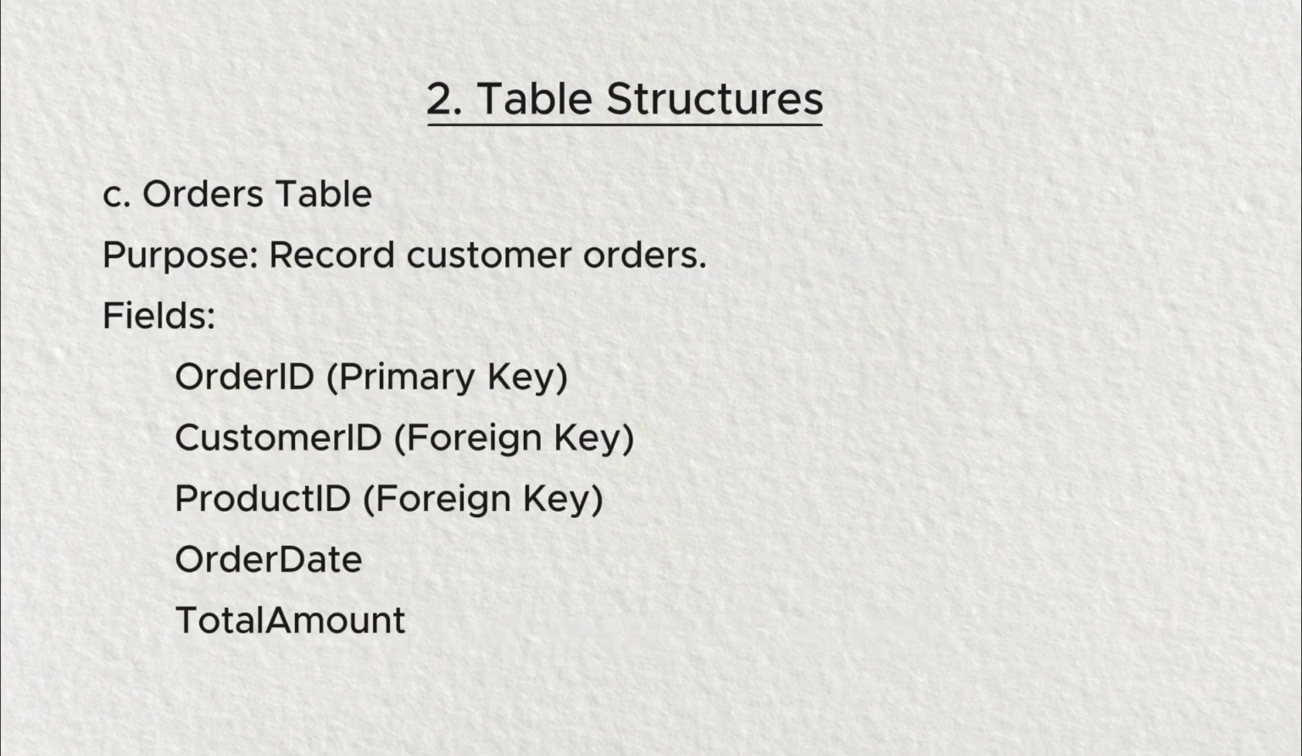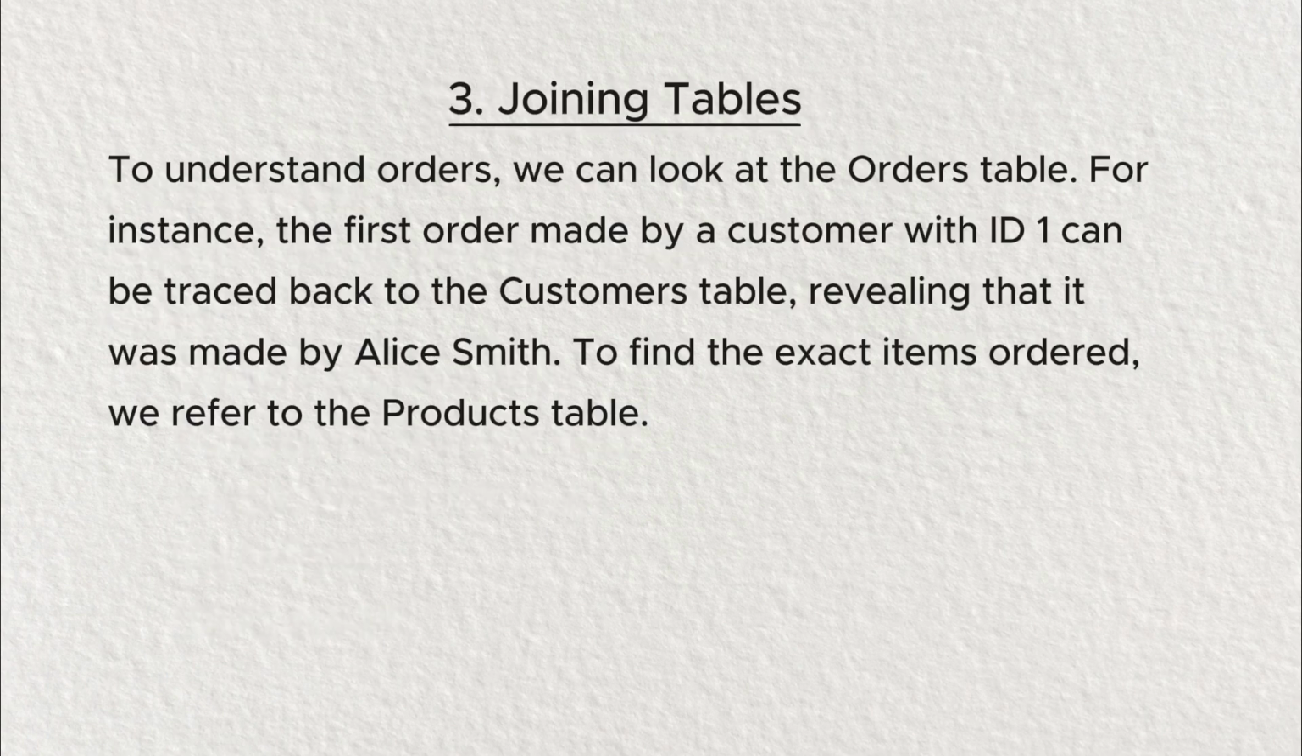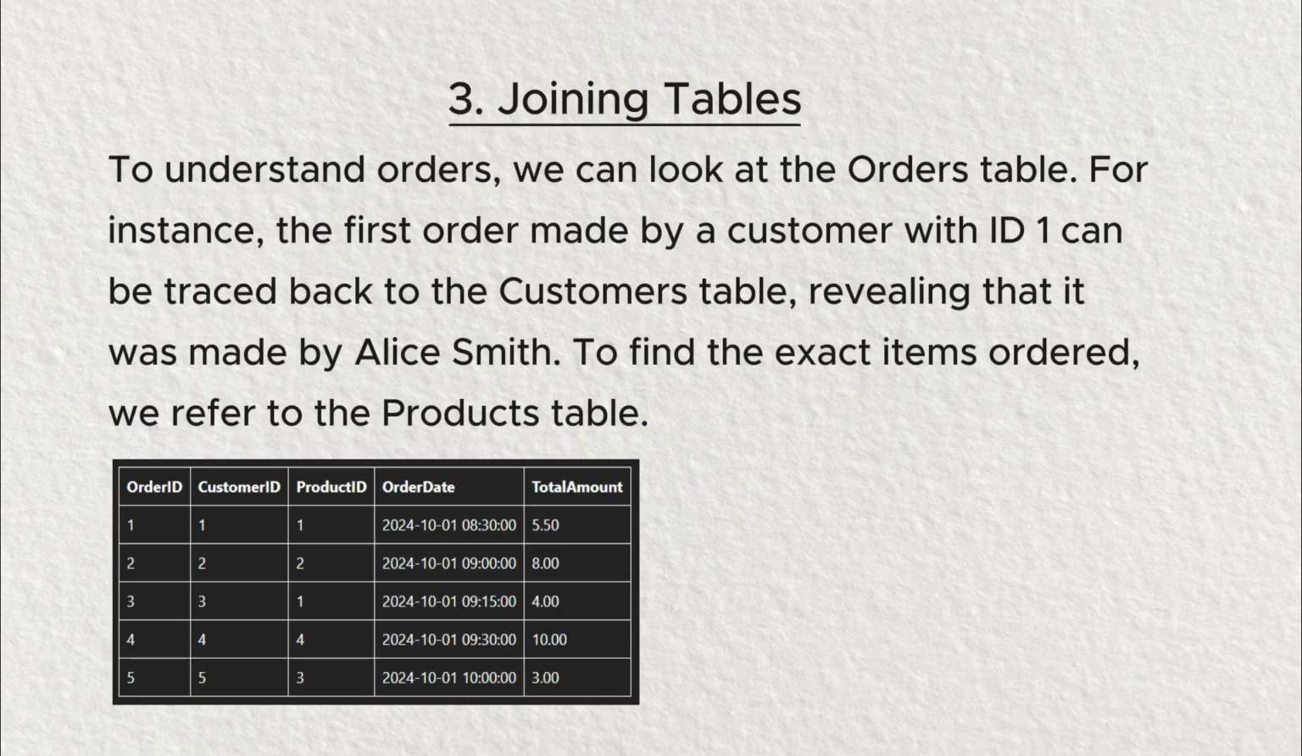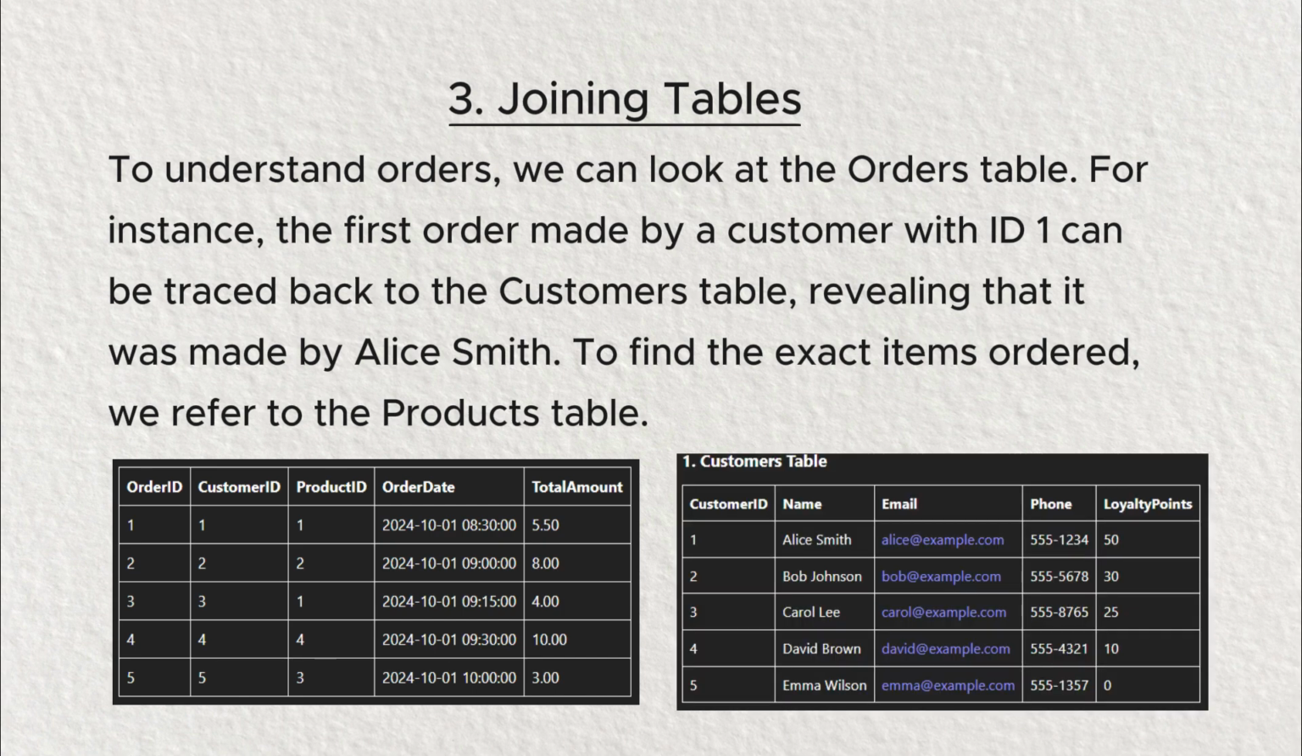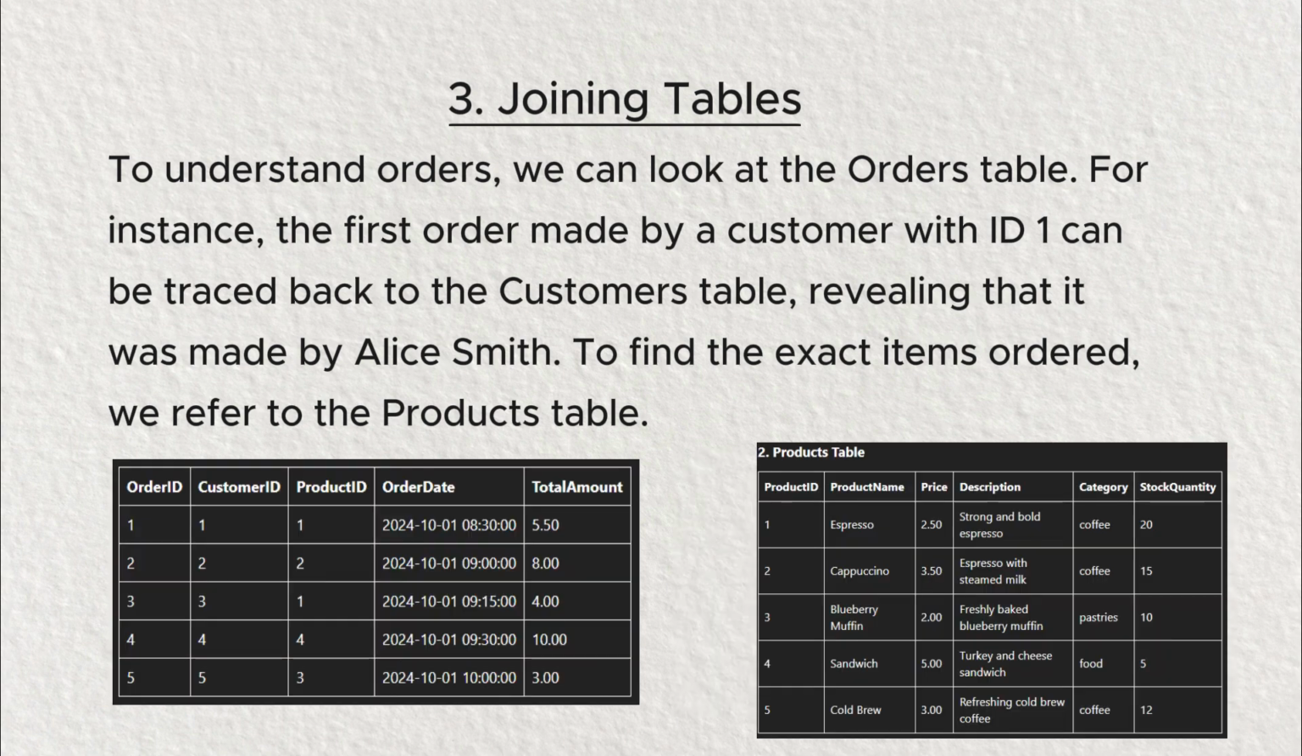The third will be the orders table to record customer orders. The first column will be the order ID to uniquely identify each order, the customer ID to know the customers which ordered, the product ID to know the products ordered, the order date, and the total amount. To understand how this works, let's take a look at the orders table. We see that the first order was made by a customer with ID of 1, and that is Alice Smith. To find the exact item she ordered, we can refer to the products table, and we see that product ID of 1 is the espresso coffee.